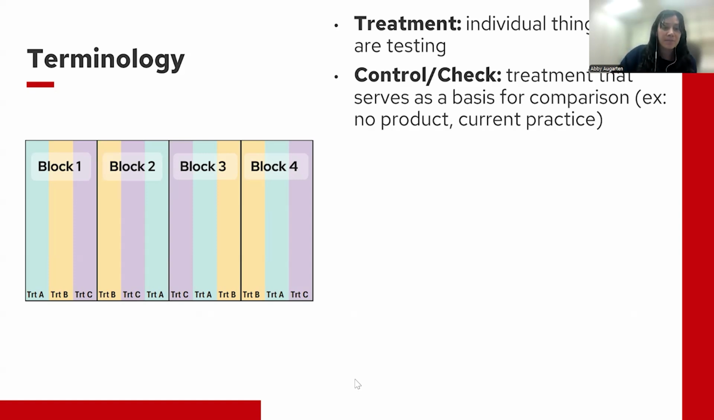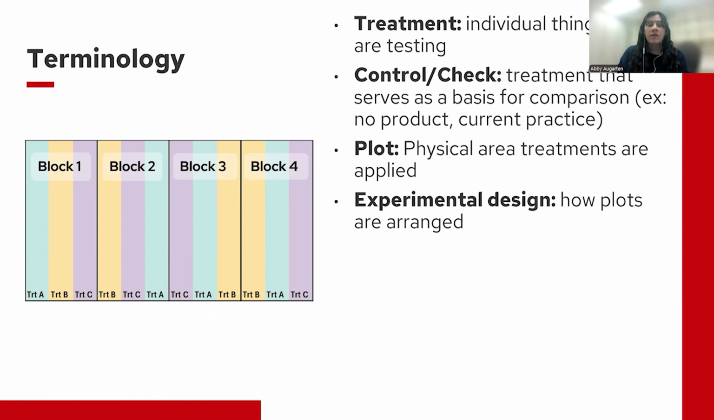And here in this plot map, we can see that each treatment is outlined by a different color, A, B, and C. So the next term is plot. That's the physical area that treatments are applied. In this case, each one of these strips is considered a plot. And then experimental design is how those plots are arranged.